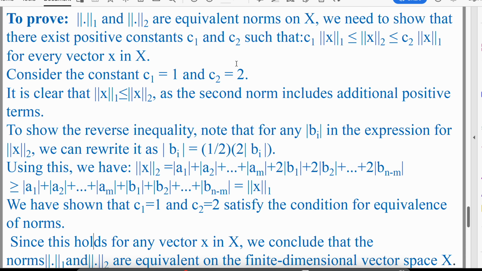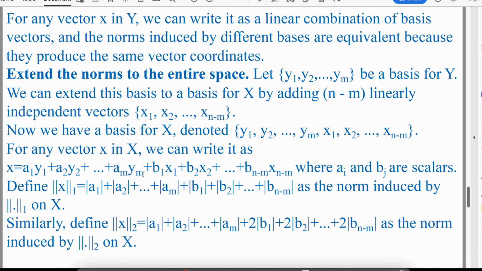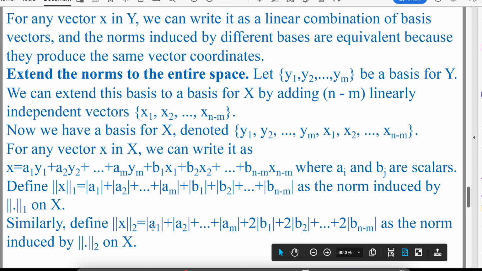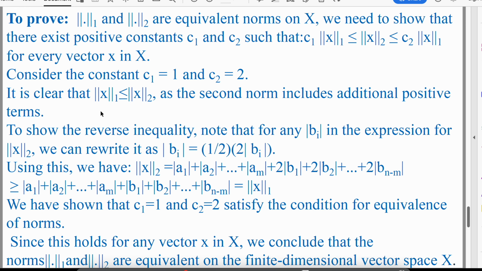So if we consider the constant C1 equal to 1 and C2 equal to 2, it is clear that norm x1 is less than or equal to norm x2, as the second term includes additional positive terms. See from the definition. Here this is norm x1, and in norm x2 we have some additional terms, that is here we have b1, b2, ..., b(n minus m), here we have twice the terms, 2b1 plus 2b2 plus ... plus 2b(n minus m). So the second term includes the additional positive terms. So it is clear that norm x1 is less than or equal to norm x2.